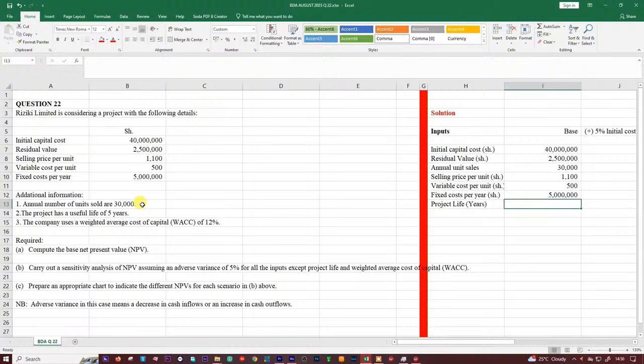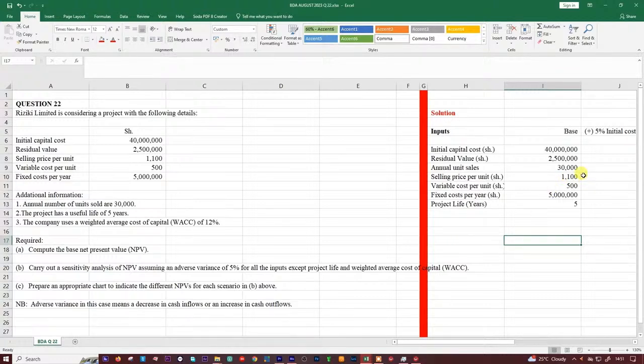Enter there. The project life in years. We have been told in note number 2 that the project has a useful life of 5 years. So we just indicate here 5. So what happens then when we have an increase on initial cost?